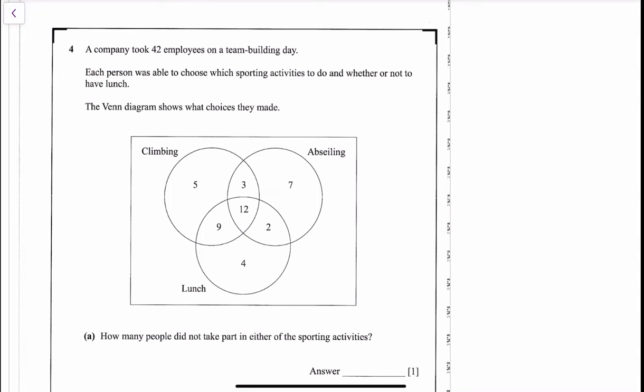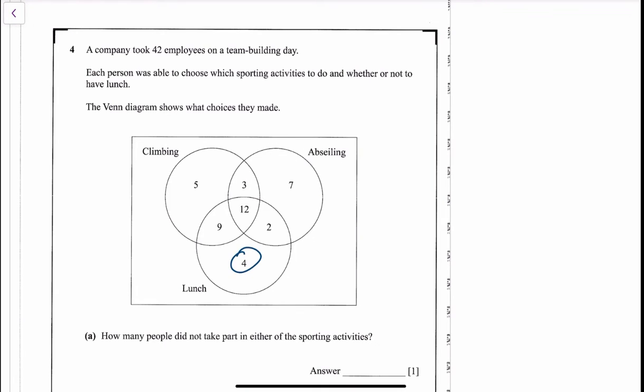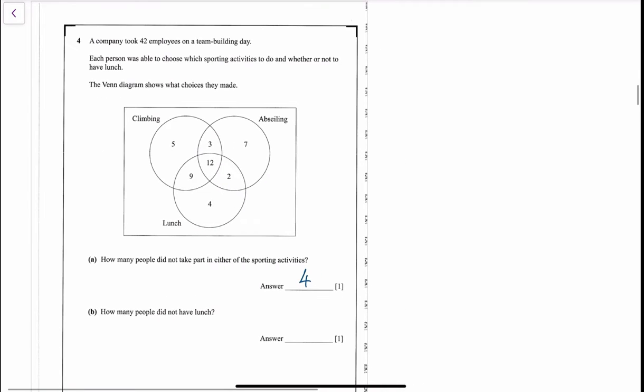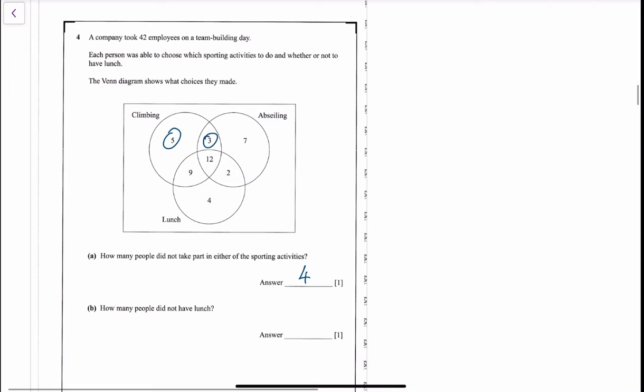Okay. So it says how many people did not take part in either of the sporting activities. The only people who didn't take part in any sporting activities were these 4 people. Everyone else did at least climbing or abseiling, and some of them did both. So there are 4 people who just went for lunch, didn't bother doing any sporting activities. How many people did not have lunch? So these 5 people, these 3 people, and these 7 didn't have lunch. So let's just add these whatever way is easiest. So 5 plus 3 plus 7. 3 plus 7 is 10, plus 5 is going to be 15.